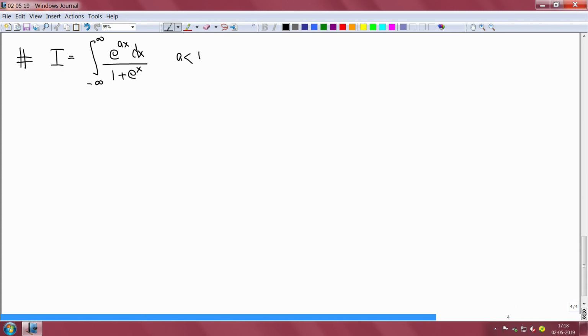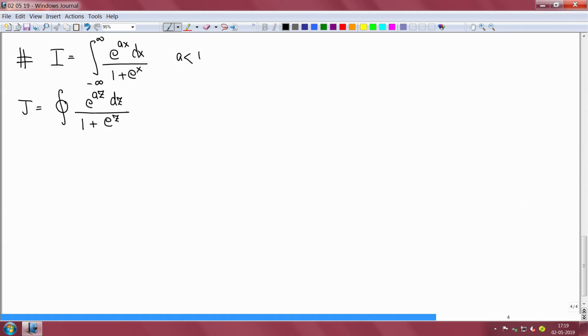Now, as usual, we will replace this with a contour integral. So this is a contour integral, and we replace x with z. So we have e to the power az dz by 1 plus e to the power z.